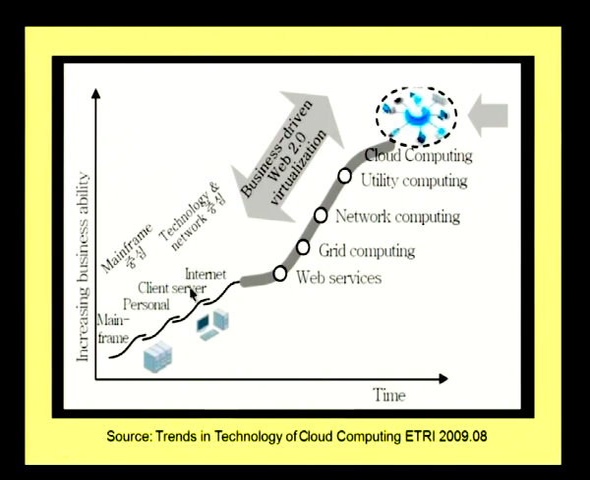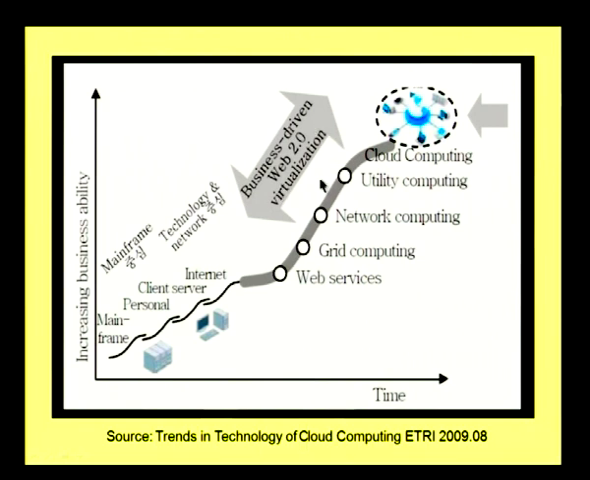Then we went to the client server architecture, and over a period of time the internet was developed, and due to technological development the service oriented architecture evolved. Using service oriented architecture we were able to develop web services, and then grid computing, network computing, utility computing, and now we are using cloud computing. So, we have different business driven web 2.0 and virtualization.